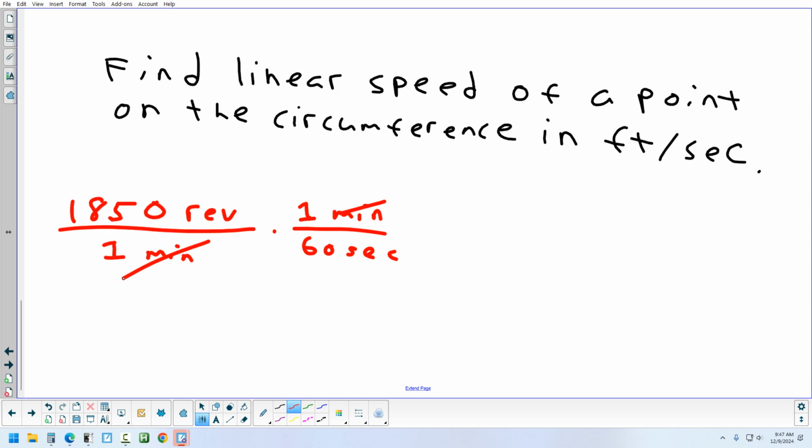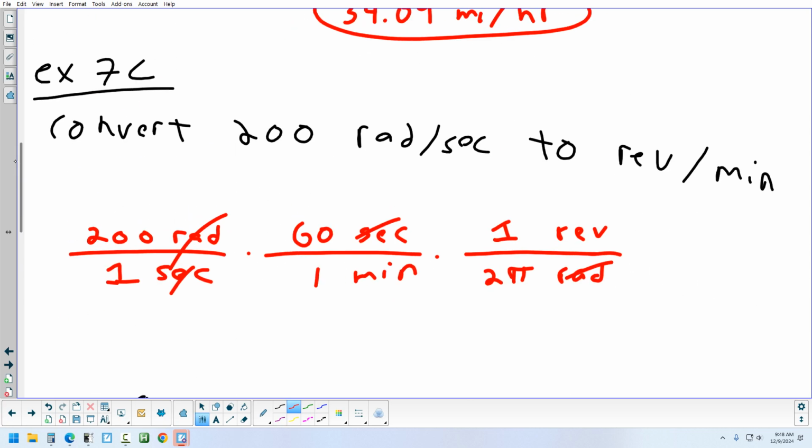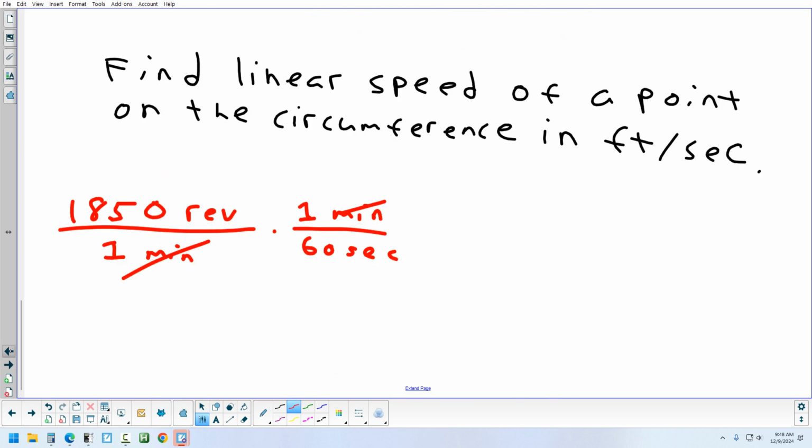Now we have to convert revolutions to feet. How many feet in a revolution? Isn't it dependent on the radius? Right. There is no standard conversion. How many feet in a revolution? How big of a revolution are you making? Is it a small revolution, or is it a revolution around a huge circle? So the conversion from angular to linear is different in every problem. So we have a wheel that has a radius of 18 inches.